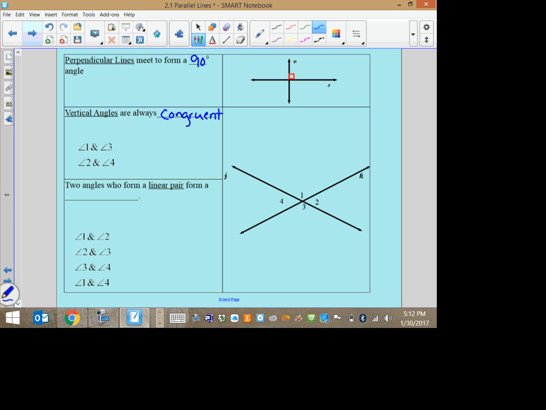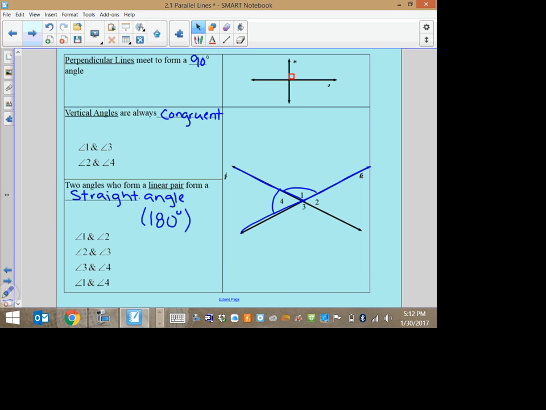Two angles that form a linear pair form a straight angle, or again, 180 degrees. So if you draw a straight line, angles 1 and 4, angles 3 and 2. So again, we're thinking of our t, our linear pair. Or we could draw our straight line on this one and have 4 and 3, or 1 and 2.